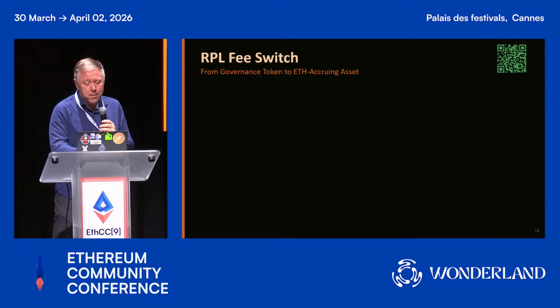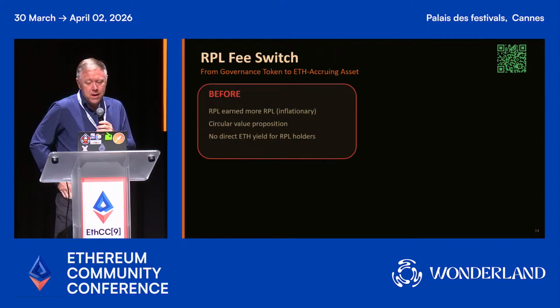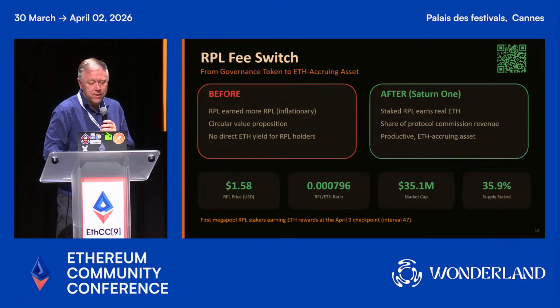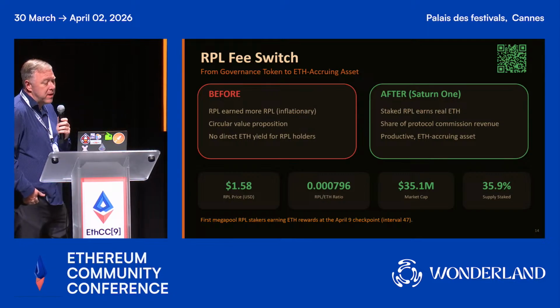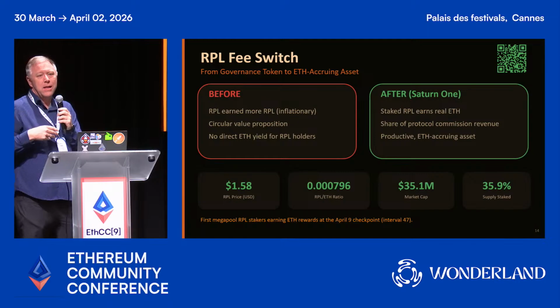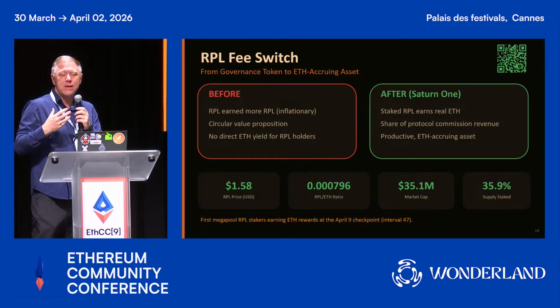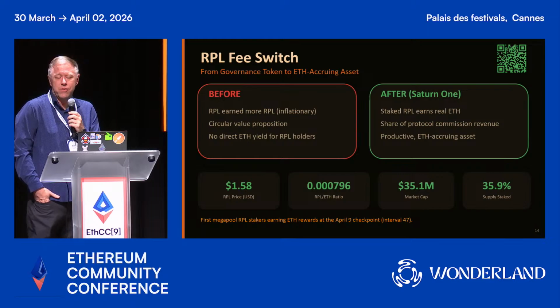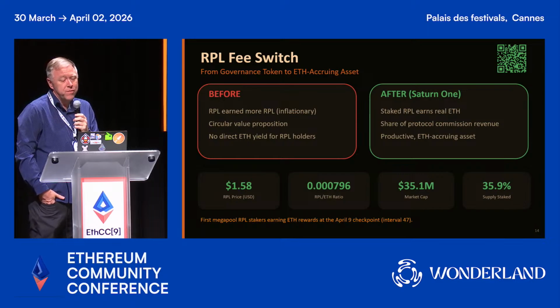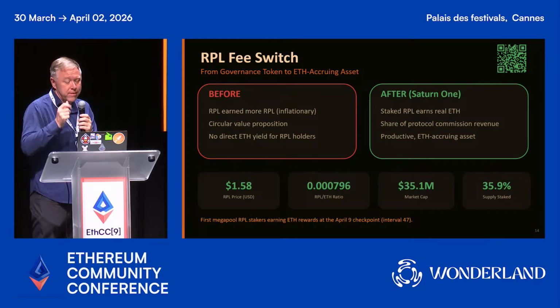Okay, and then the last thing Saturn One kind of introduced here is kind of a fee switch, right? Which is to allow the token that was there, the RPL token, to actually earn additional ETH rewards. Okay, and it's called the fee switch in here, and that was that 8% in there.